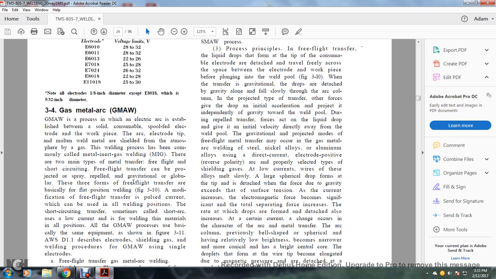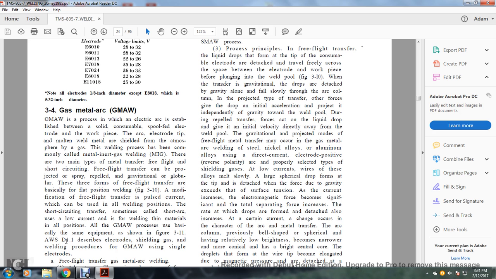The three forms of free flight transfer are basically used in flat position welding, as in Figure 3.10. The modification of free flight transfer to pulsed current can be used in all welding positions. Short circuiting transfer, sometimes called short arc, is also used with low current for welding materials in all positions. The gas metal arc welding process uses basically the same equipment, as shown in Figure 3.11 in the American Welding Society D11.